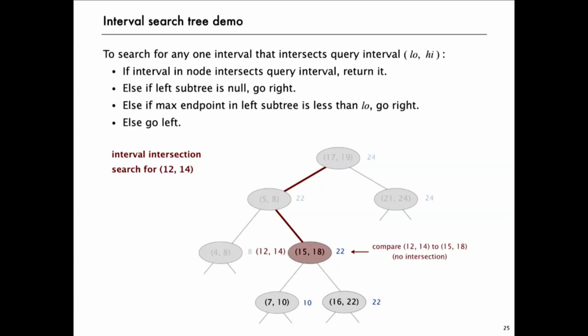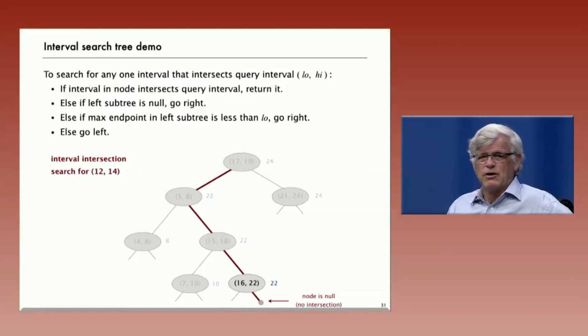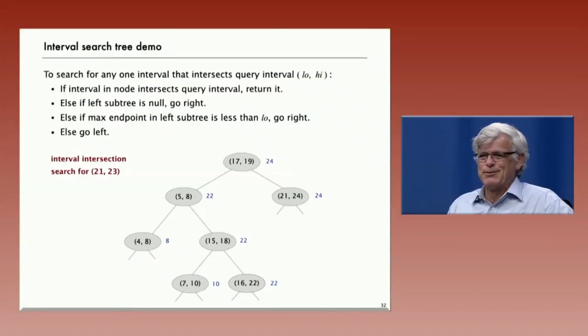So now what do we do? Should we go left? No, the max endpoint on the left is 10, so we shouldn't go left. We're going to go right. Does 12, 14 intersect 16, 22? It does not. Now the left link is null, and so we're just going to go right, and there's no intersection. So in both cases, we just went along one path in the tree to determine whether or not there was an intersection. Let's look at one more example, 21, 23.